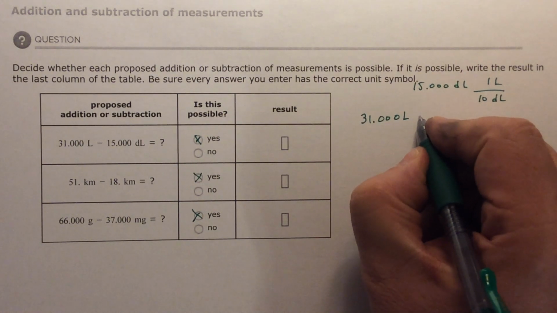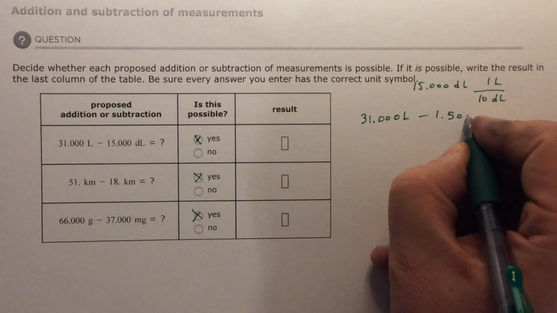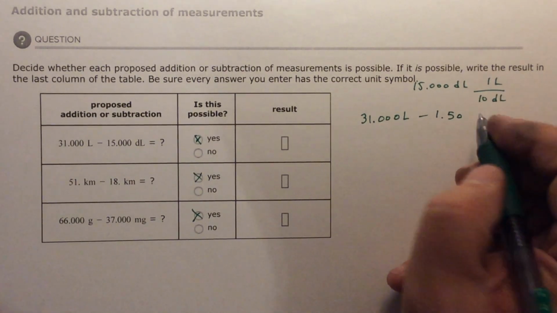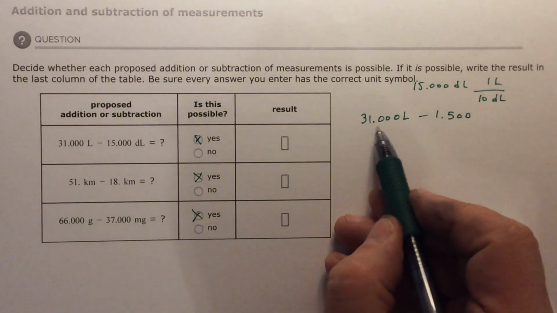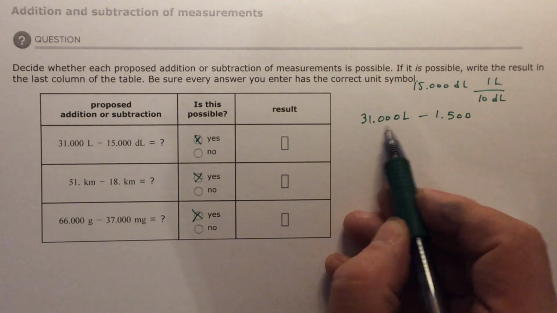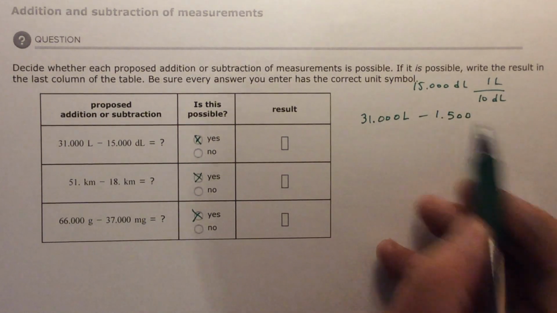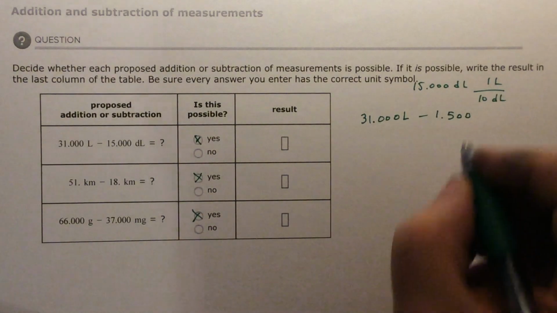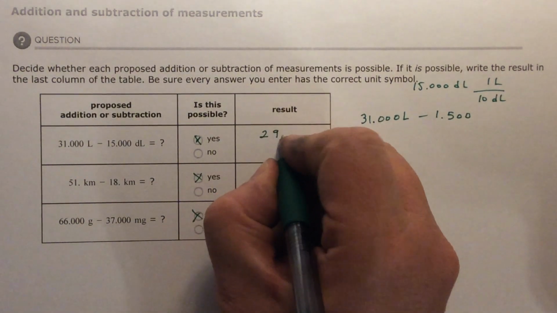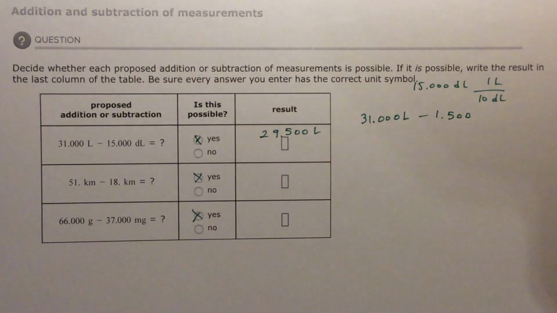So it's going to be 31 minus 1.50, because I'm going to go to the thousands place. And so 31 minus 1.5 is going to be 29.5. And go to the thousands place in liters.